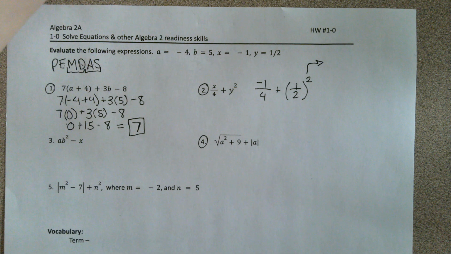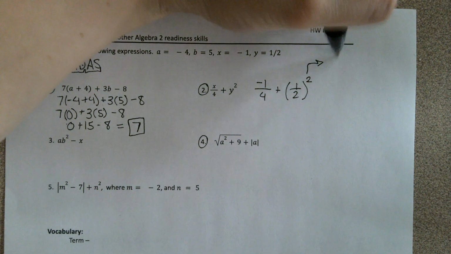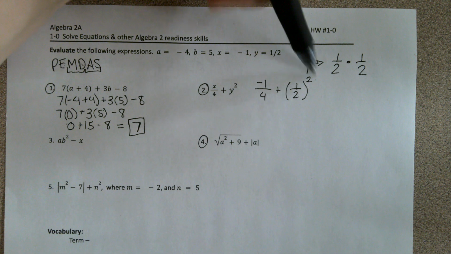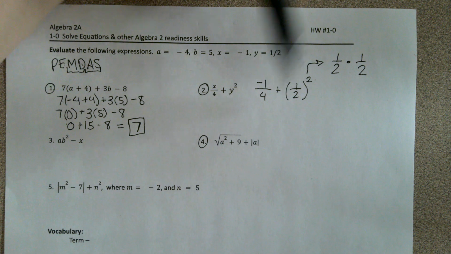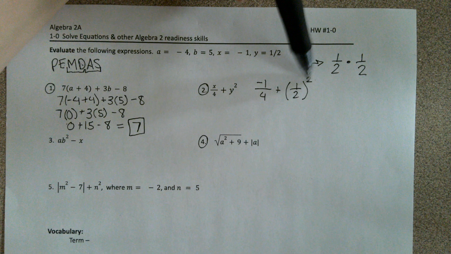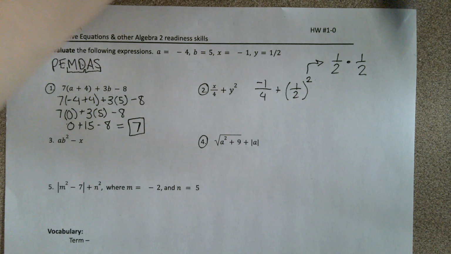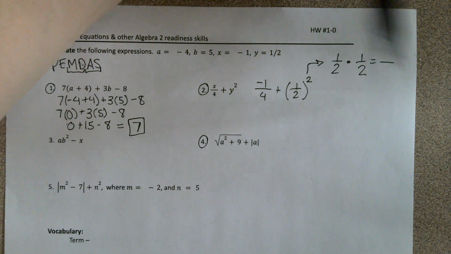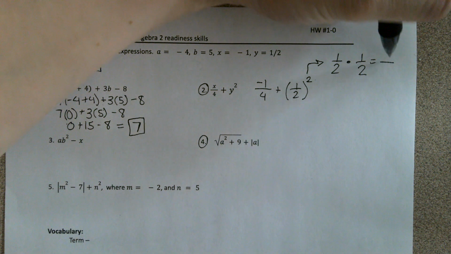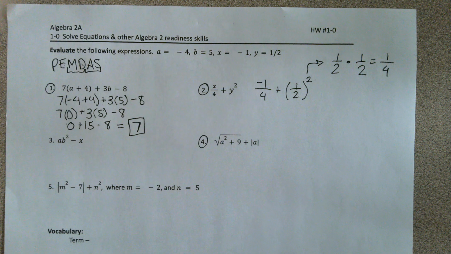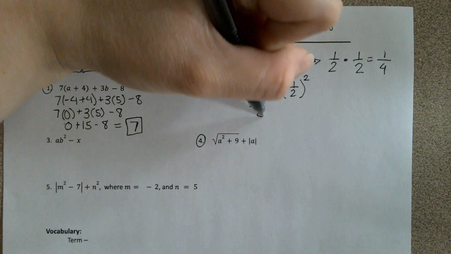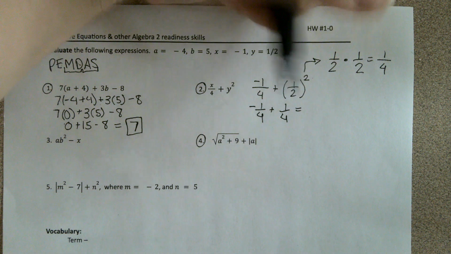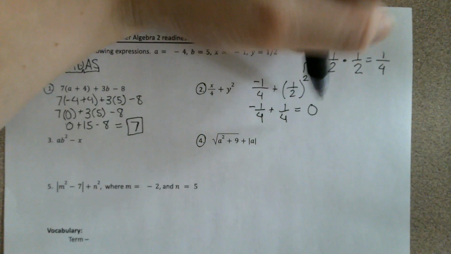Reminder, this is the same thing as 1/2 times 1/2. The exponent tells you how many times you multiply the number by itself. So if I had a 3 here, I would have another times 1/2. When you multiply fractions, you just multiply straight across. 1 times 1 is 1, 2 times 2 is 4. So this is -1/4 plus this is just 1/4. -1/4 plus 1/4 is 0.